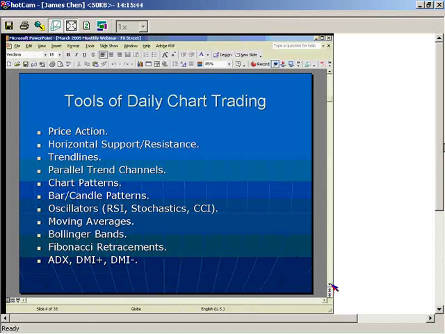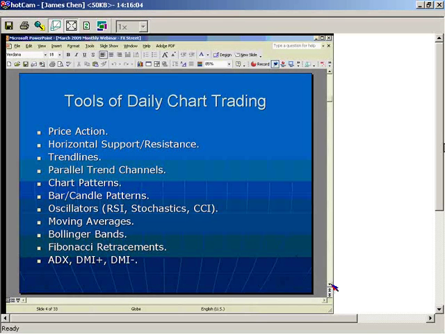Beyond that, we have parallel trend channels. Parallel trend channels are simply ideal trends where, in an uptrend for example, not only do you have uptrend support, but you have uptrend resistance as well. In a downtrend, not only do you have downtrend resistance, but you have downtrend support as well. I'll show you examples of that graphically.